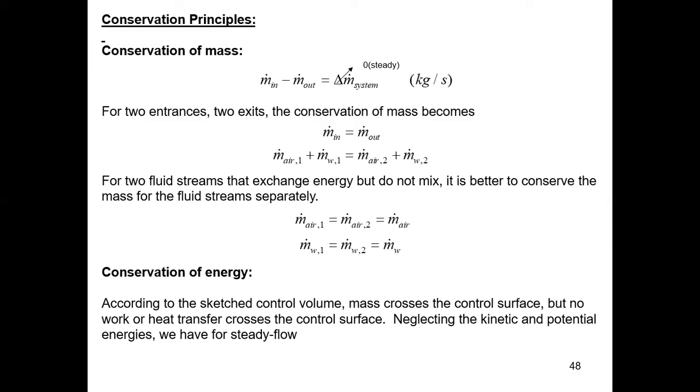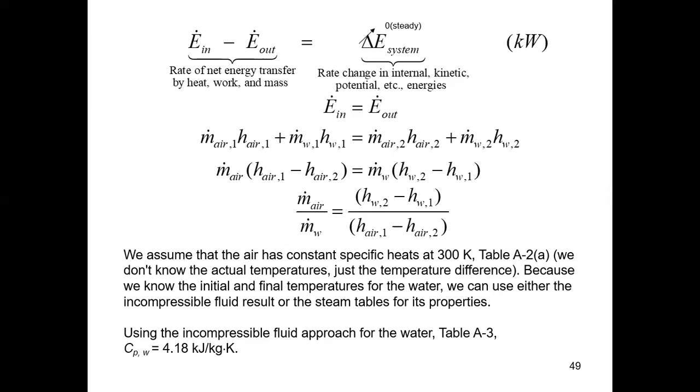And conservation of energy: according to the sketched control volume, mass crosses the control surface, but no work or heat crosses the control surface. Neglecting the kinetic and potential energy, we have for steady flow, enthalpy of the air coming in plus enthalpy of the water coming in is equal to enthalpy of the air going out plus enthalpy of the water going out. So total enthalpy coming in is equal to total enthalpy coming out, from which you find the ratio of flow rate of air to flow rate of water.